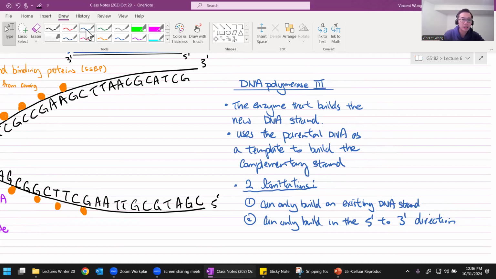Number two, it can only build in the 5' to 3' direction. And I'm going to add here, because my other classes were very confused about this, it can only build in the 5' to 3' direction on the new strand. So not the black one, when we look at the numbers 5 to 3, we're not talking about the original, we're talking about the new one that you're building. That can only go in the direction of 5' to 3'.